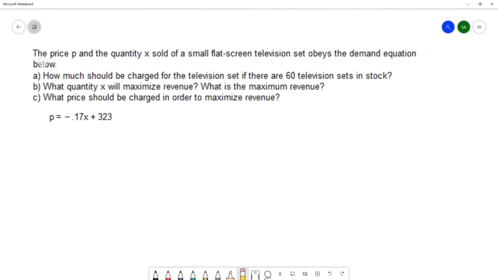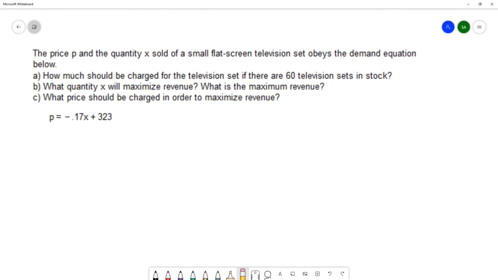In this question, the price P and the quantity X sold of a small flat-screen television set obeys the demand equation below. That's referring to this equation here. How much should be charged for the television set if there are 60 television sets in stock? What quantity X will maximize the revenue? What is the maximum revenue? What price should be charged in order to maximize the revenue?